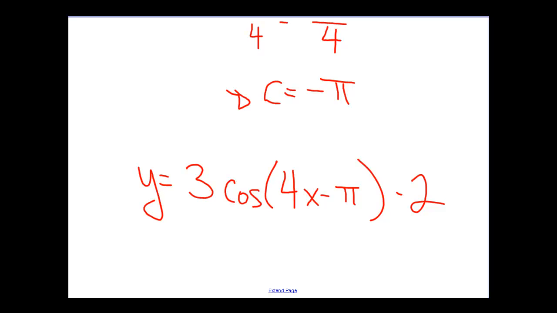I hope this example has been helpful to you. You've been able to see ways to approach these problems in an organized way that will give you a little leg up when you try to write these equations.